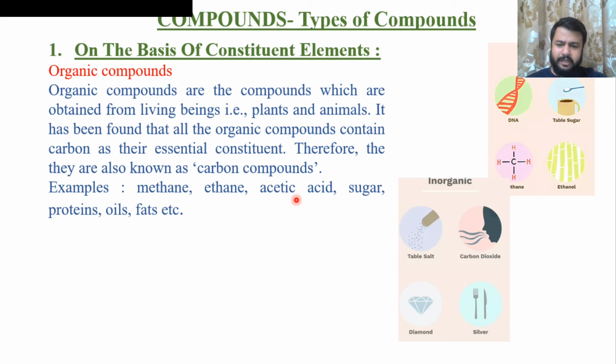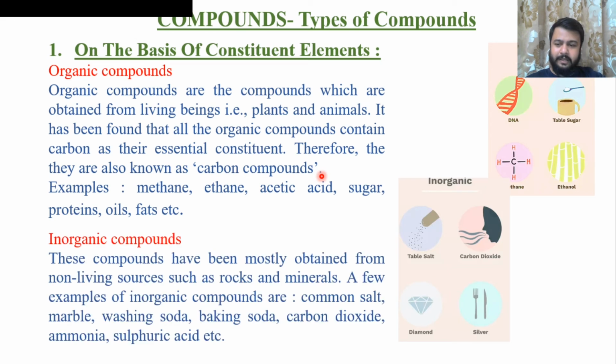There is a huge number of carbon compounds, and because of this, we have a special chemistry known as organic chemistry, which is based only on carbon and its compounds. In class 10th, we have a chapter, Carbon and its Compounds. Then we have inorganic compounds. Other than carbon, there are around 117 elements in the periodic table. So each and every element except carbon gives an inorganic compound.